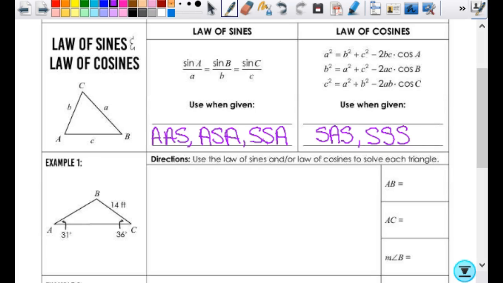Okay, so here, you can't go by the way it looks, but if I add these, what is the measure of angle B here? How do you find this? We add these two together, subtract from 180. What do you get? 113. So B is the biggest angle.